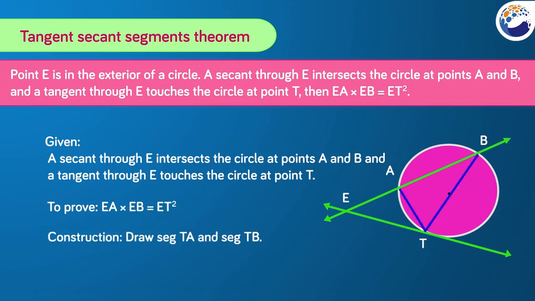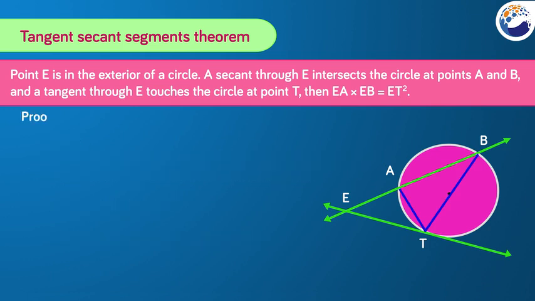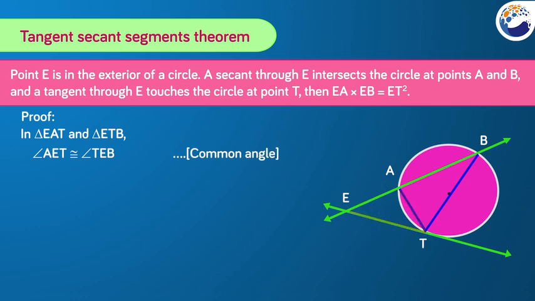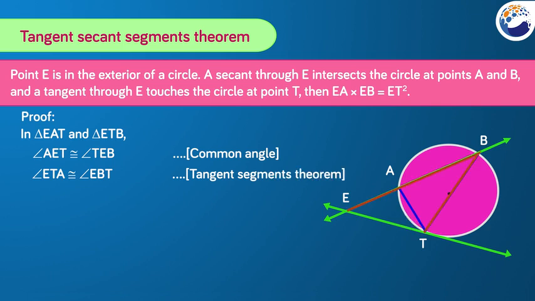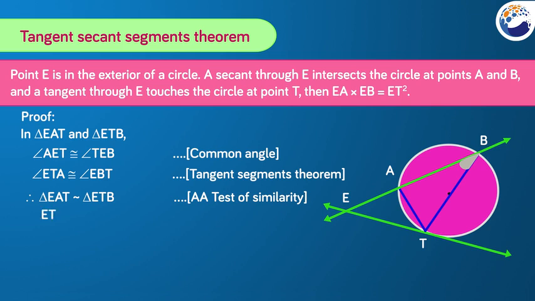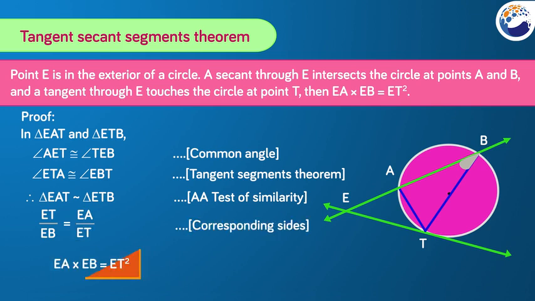Construction: draw segment TA and segment TB. Proof: in triangle EAT and triangle ETB, angle AET is congruent to angle TEB, common angle. Angle ETA is congruent to angle EBT, tangent secant segments theorem. Therefore, triangle EAT is similar to triangle ETB, by the AA test of similarity. Therefore, ET upon EB is equal to EA upon ET, corresponding sides. Therefore, EA into EB is equal to ET square.